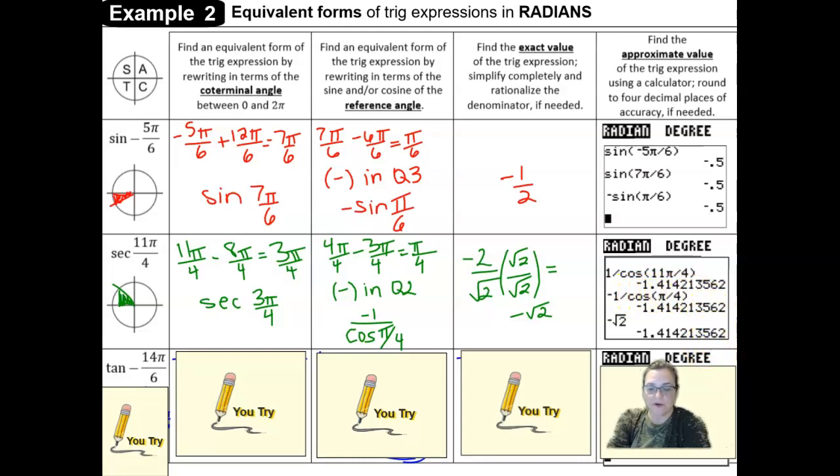1.4142. So go ahead and pause the video, try evaluating tangent of negative 14 pi over 6 on your own, and resume the video when you're ready to go over it.